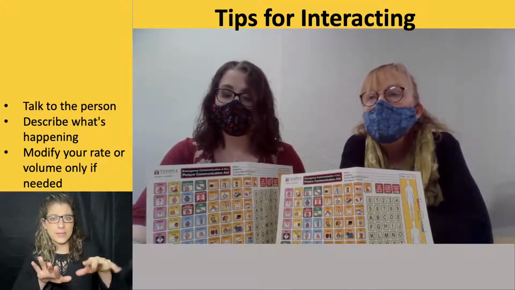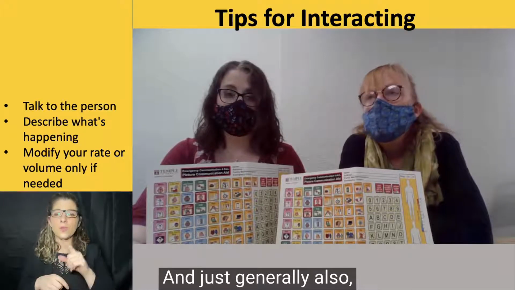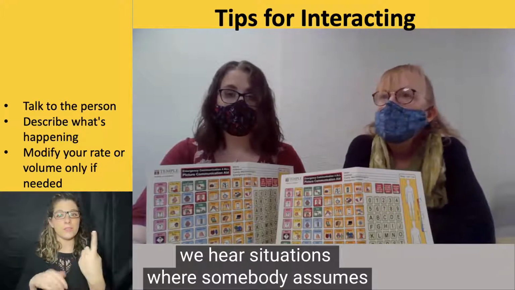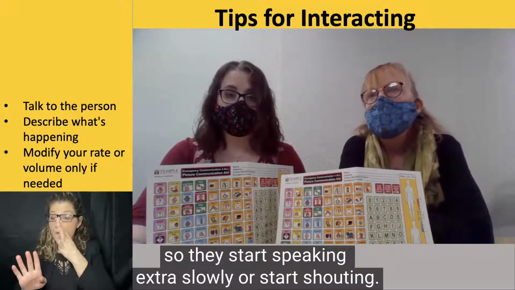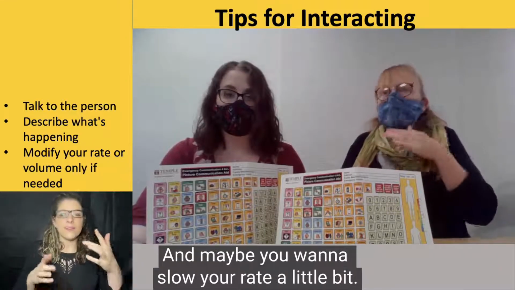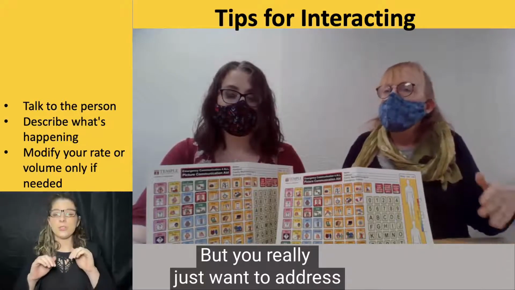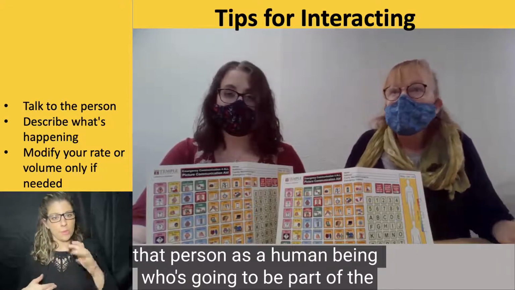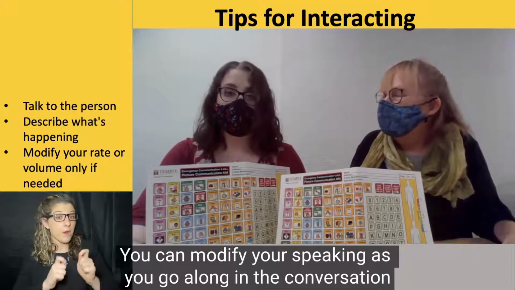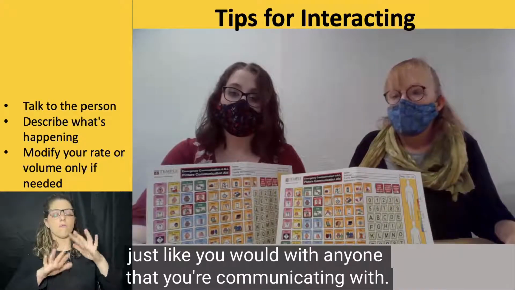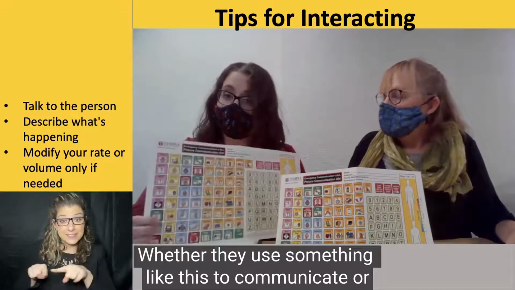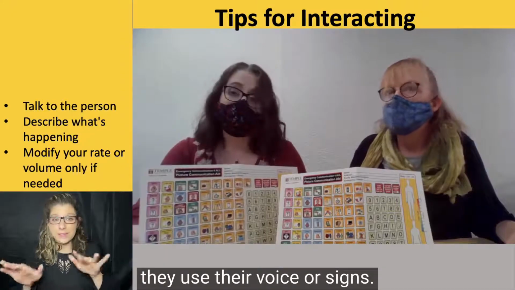and just generally also when you're speaking with somebody with a disability, we hear situations where somebody assumes that the person can't understand, so they start speaking extra slowly or start shouting. And maybe you want to slow your rate a little bit, but you really just want to address that person as a human being who's going to be part of the decision-making process in that context. You can modify your speaking as you go along in the conversation, just like you would with anyone that you're communicating with, whether they use something like this to communicate, or they use their voice or signs.